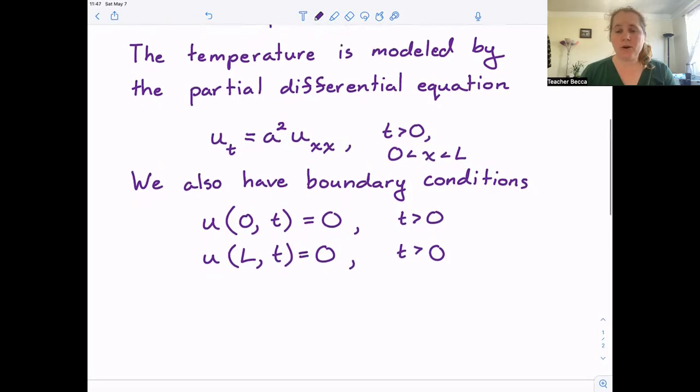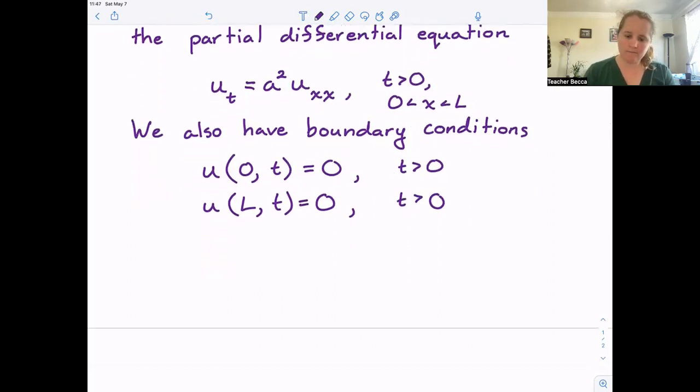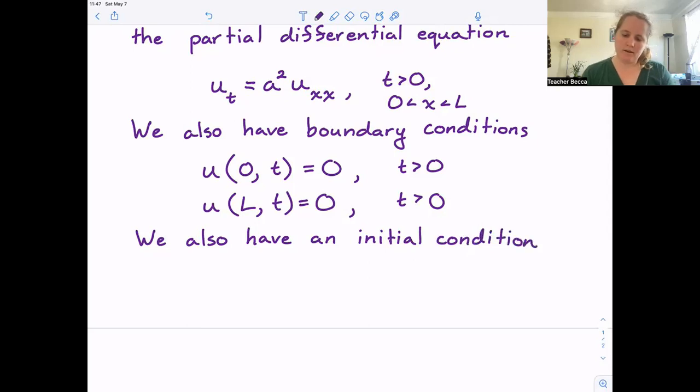In addition, we also have an initial condition. So in this case, x can vary, but t is set at 0 for the initial condition. This is our initial temperature in the rod at position x. This was equal to f of x. And this is for 0 less than or equal to x less than or equal to L.